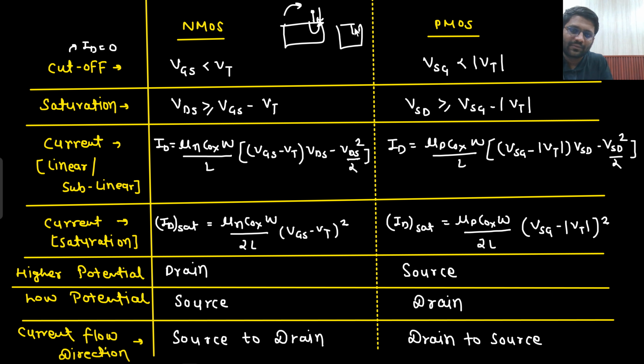PMOS. In the PMOS, holes are going like this. So current will be flowing into the drain. Sorry. Holes are flowing like this. So current is flowing like this. So drain to source. Drain to source. This is correct. Drain is at low potential. So here current is actually flowing from low potential to high potential.